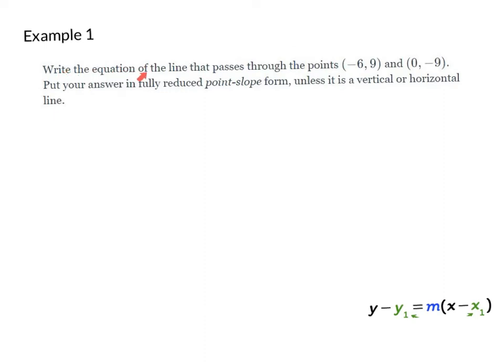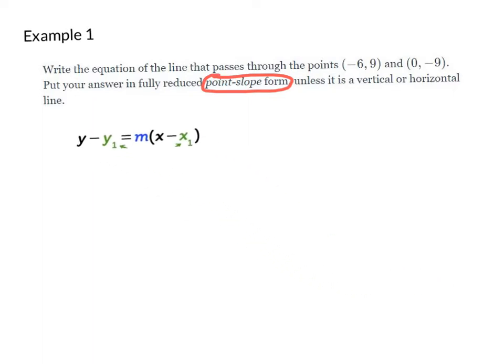It says to write the equation of the line that passes through the points negative 6, 9 and 0, negative 9. Put your answer in fully reduced point-slope form unless it is a vertical or horizontal line. So again, point-slope form. All right, well, in this problem, they've given us 2 points. They haven't given us the slope. But remember, if you have 2 points, you can always find the slope.